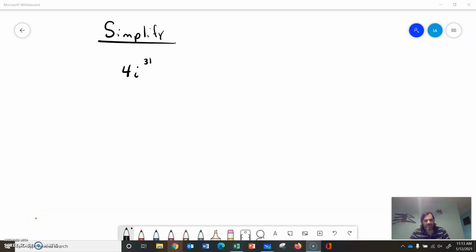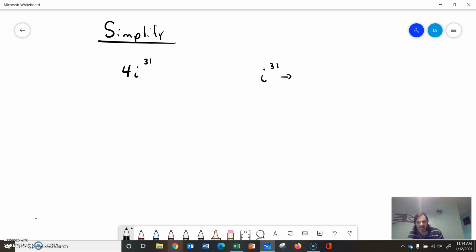Hey, we're going to simplify an imaginary number here. So what we have is 4 times i to the 31st. Remember that we can simplify any power of i down to a power of 1 or less. So let's see here. We have i to the 31st.